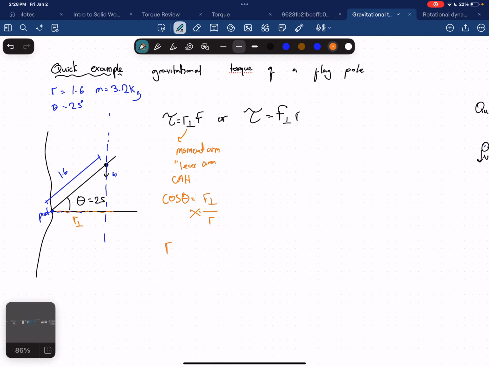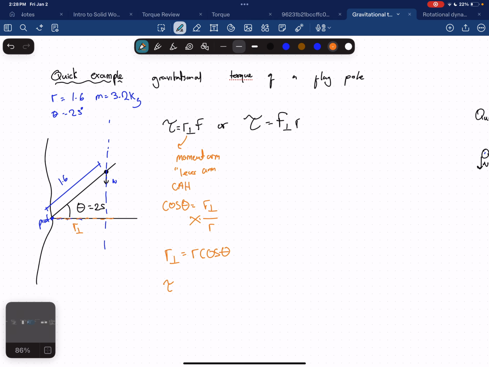I can cross multiply to solve for it. Get cos theta. All right, so I have my r perpendicular. So my torque. Oh wait, and what's my force? My force is gravity. F is going to be equal to gravity. So what's that? That's mg. So my torque is literally going to be mgr cosine theta.